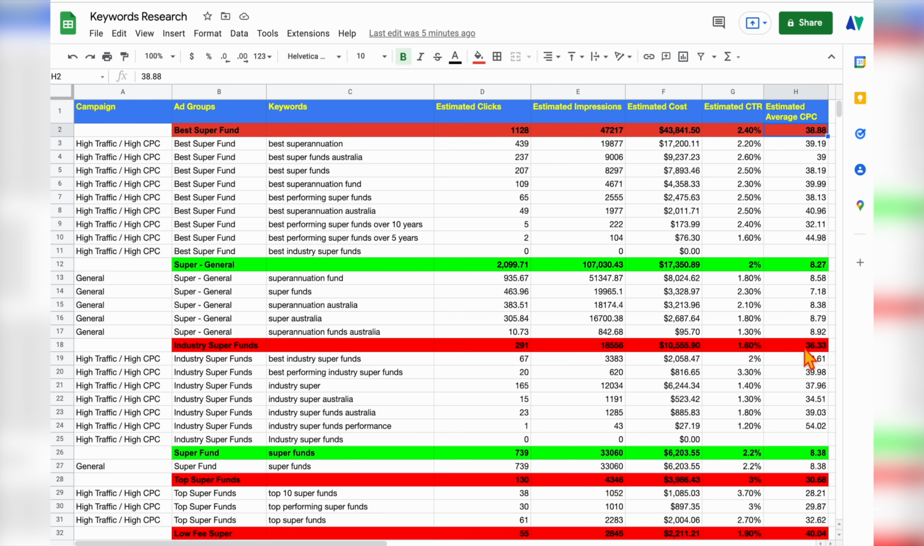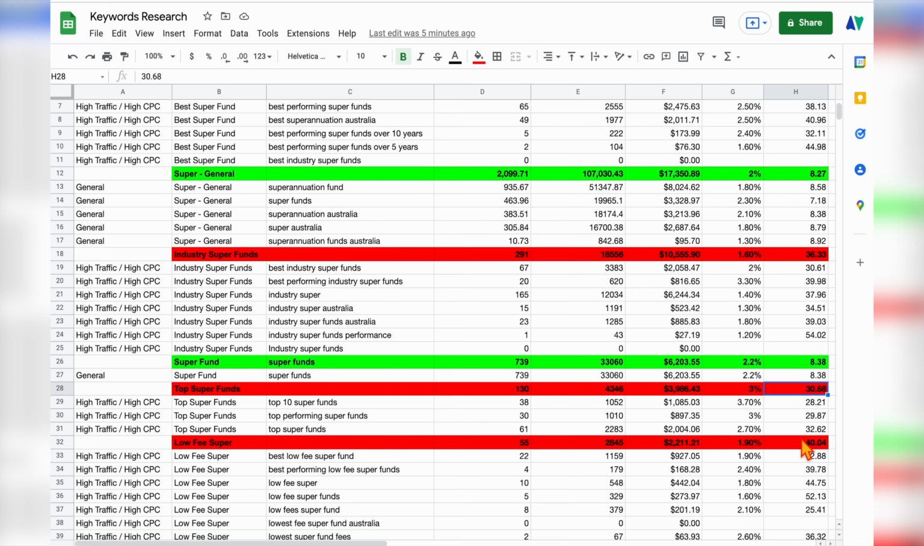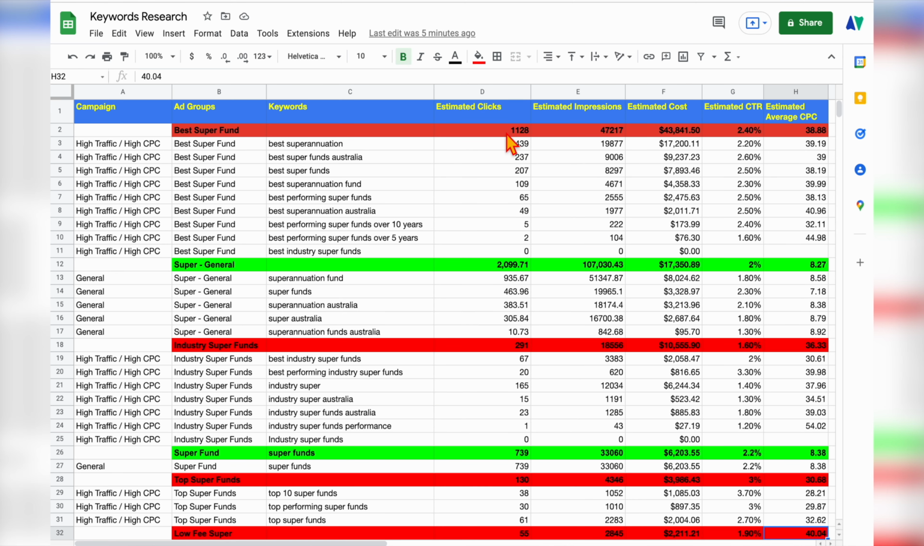common. They all have a very, very high cost per click of over $30. So the difference between our red ad groups and our green ad groups is that while they both have a high traffic volume, they have a very different cost per click.